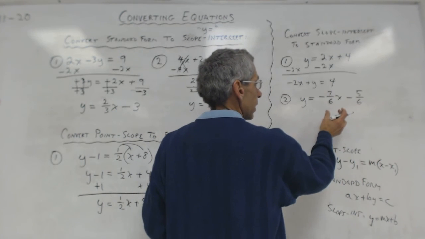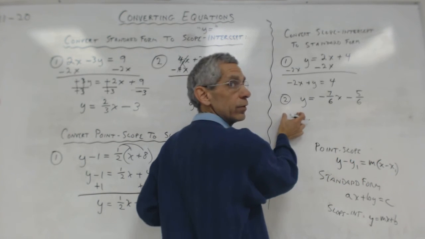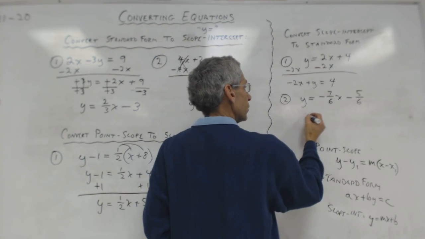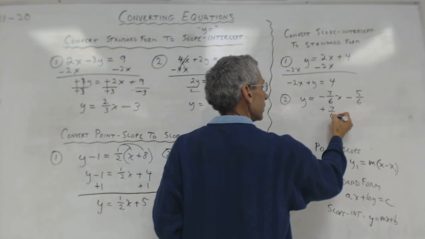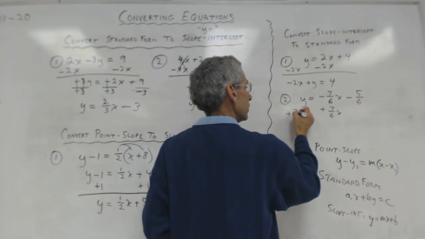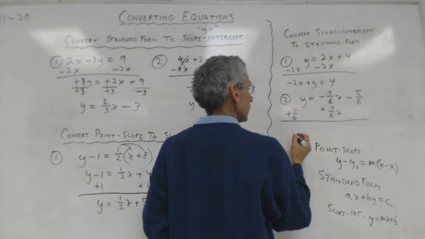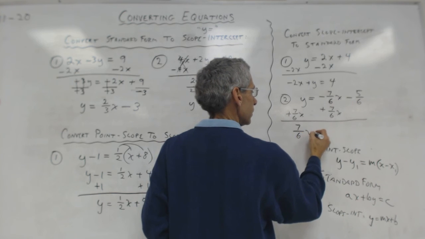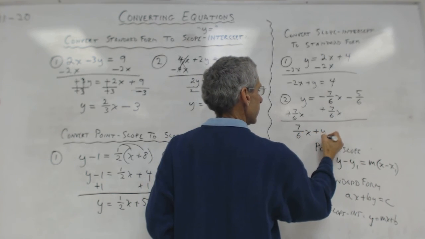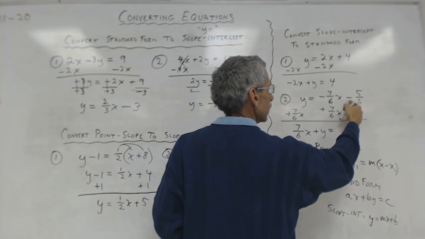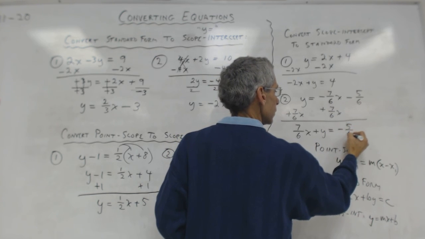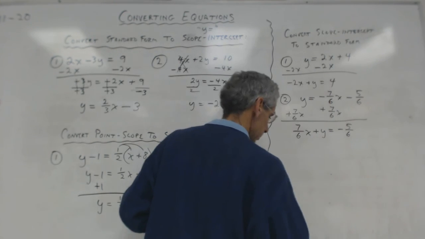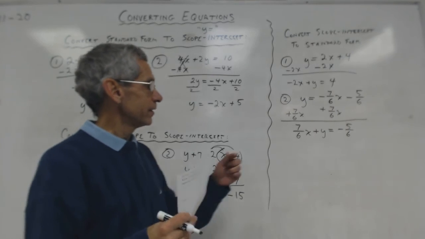Now, what's in the way? I want the x over here. Don't you agree with me? Yep. I want the x over here. So I'm going to add 7/6x to both sides. And that's going to give me 7/6x plus y is equal to negative 5/6. Right? You with me so far? Is everybody with me? Does that make sense? So technically that's standard form.